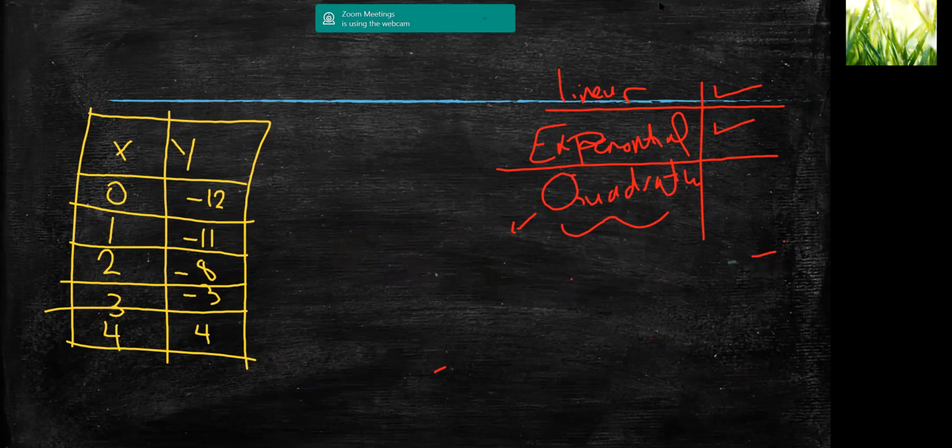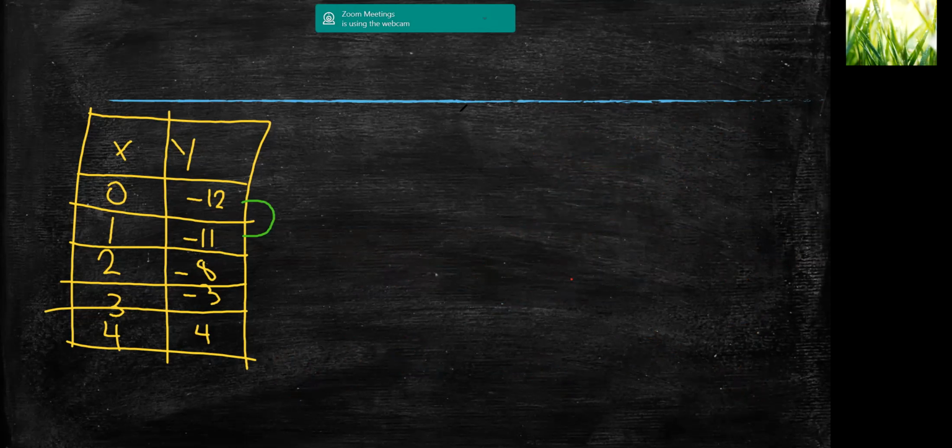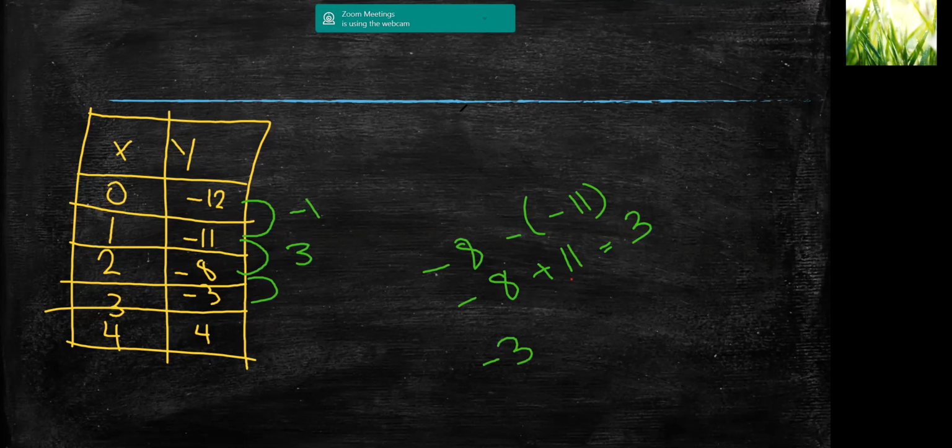Let's start now with the first difference. Negative 11 minus negative 12, it is 1. Negative 8 minus negative 11, it is negative 8 plus 11, so it is 3. Then negative 3 minus negative 8, it's negative 3 plus 8.